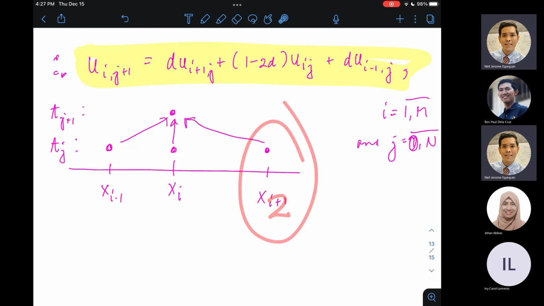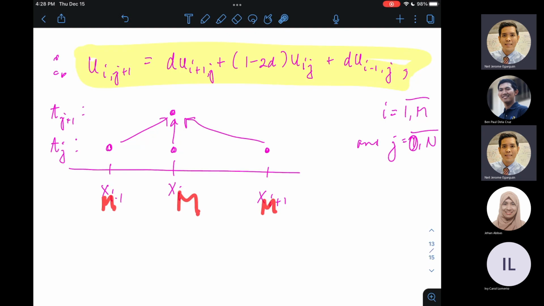Wala tayong problema kay x sub 2 at saka si x sub 1 kasi nandun sila sa vector u upper j. Pero yung temperature sa x sub 0, wala siya dun sa vector u upper j, kaya iniiwalay ko na lamang siya. And the same thing goes when you are at the second to the last point, x sub m. Sa x sub m, kailangan mo pa rin yung dalawa niyang kapitbahay. So you need the temperature at x sub m minus 1 and x sub m plus 1.